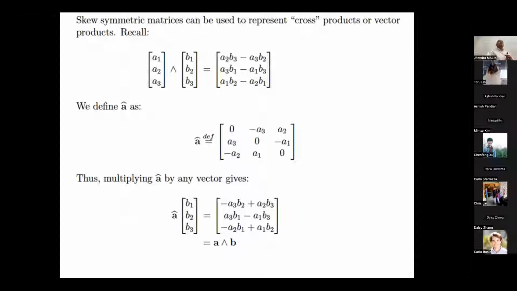So what this says is, you learned about cross products in high school or wherever, and an equivalent way of doing cross products is to take the three entries of this vector A1, A2, A3, put them together in this matrix in this specific way, and then using that matrix for multiplication gives you the same result as taking the vector cross product. Is this clear? Any question on this?